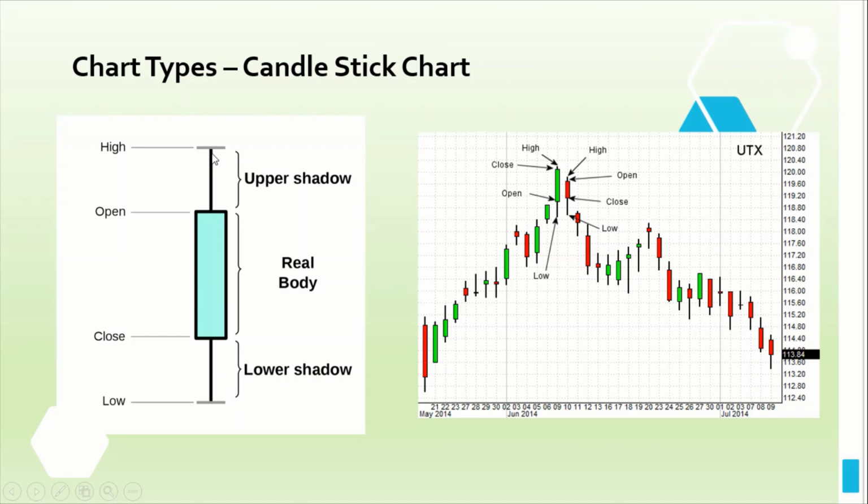The upper wick is what we call the upper shadow of the candle. And this one is called the real body of the candle. And this one is the lower shadow. Okay. Now, for this upper shadow, nandito yung highest price of the day. As I've mentioned a while ago. HOD, highest price of the day. And then this is the lowest price of the day.